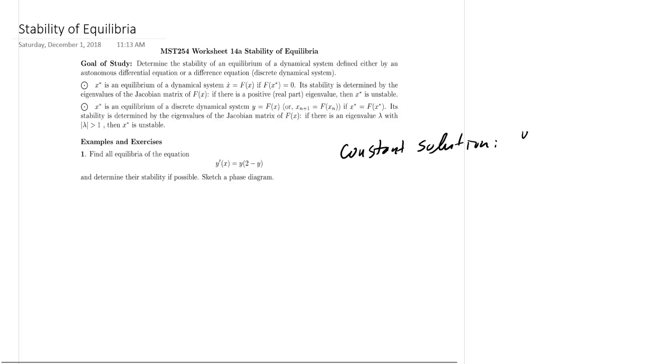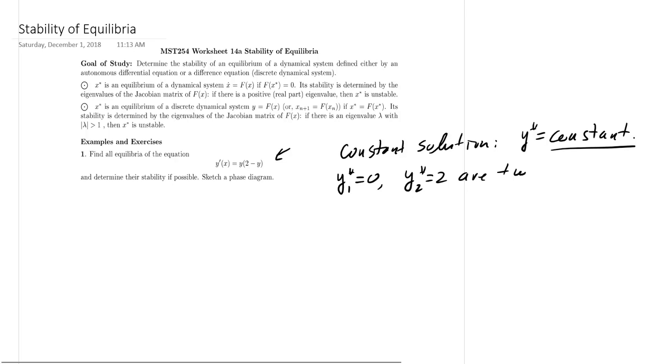And that means you have y star is equal to a constant. So some kind of constant. That's why it's called an equilibrium solution. And for this equation over here, we can easily see that y1 star equal to 0 and y2 star equal to 2 are two so-called constant solutions.